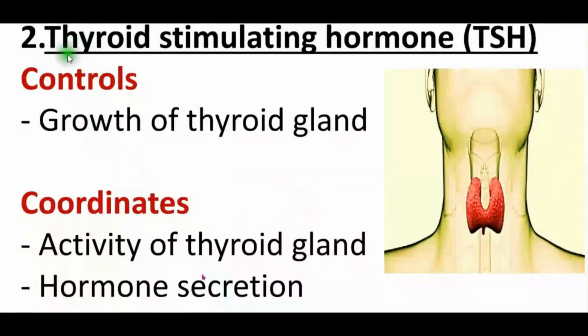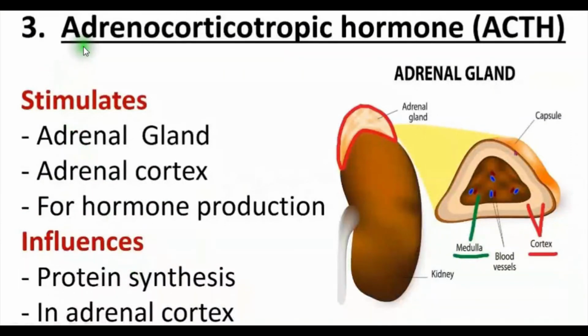The second hormone is thyroid stimulating hormone, or TSH. This hormone controls the growth of the thyroid gland. This is the thyroid gland, located in the neck region. TSH controls the growth of the thyroid gland and coordinates its activity and hormone secretion. The third hormone is adrenocorticotropic hormone, or ACTH.